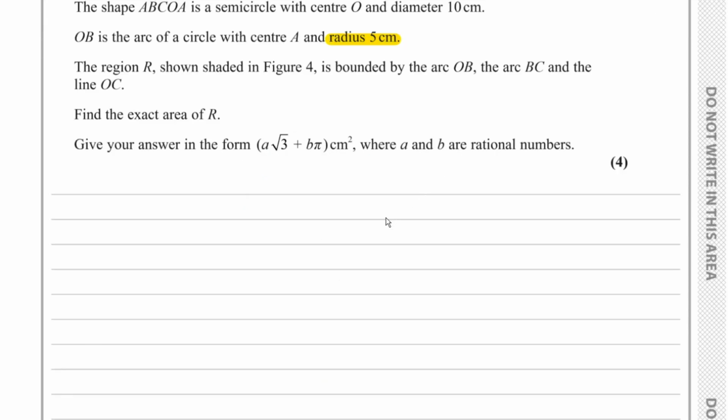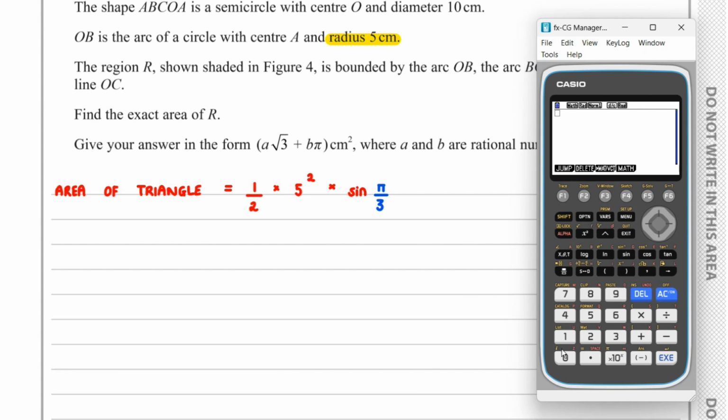Now, the first thing we can do is find the area of the triangle. The area of the triangle is given by a half times 5 squared times the sine of pi over 3. In other words, a half AB sine C. So let's work this out. We have a half times 5 squared times the sine of pi over 3. So the area of the triangle is 25 root 3 over 4.